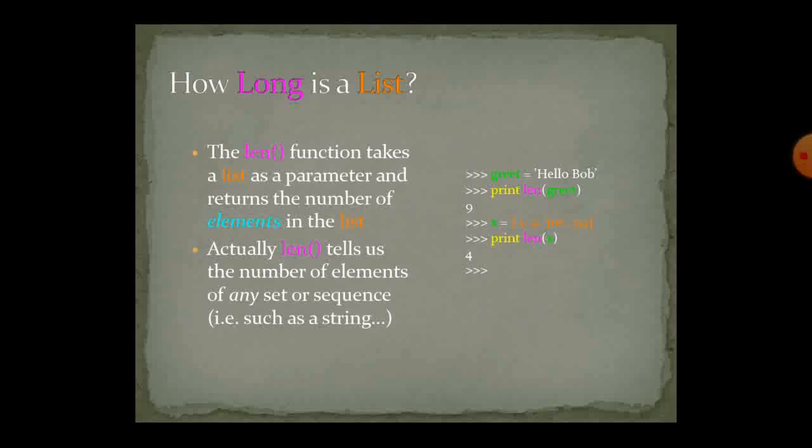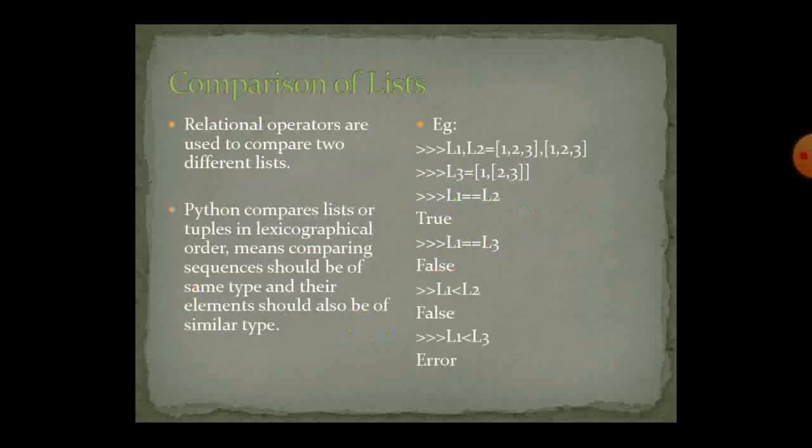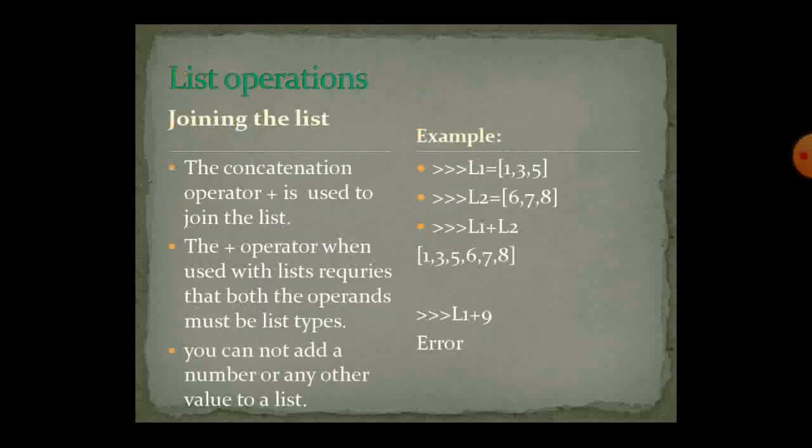How long is a list? You can use the len function. The len function takes a list as a parameter and returns the number of elements in the list. You can use the range function and it will return the values as a list. The range function takes a parameter and goes from 0 up to less than that value. You can compare lists using the comparison operator. If you want to compare two lists, the lists must be of the same type. If the lists have different types, it will display an error message.